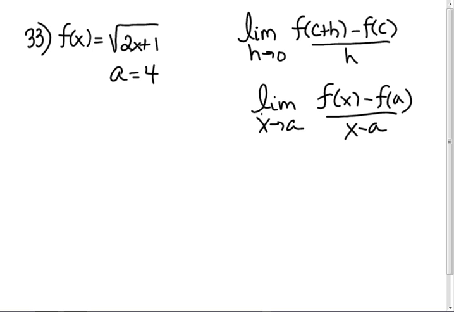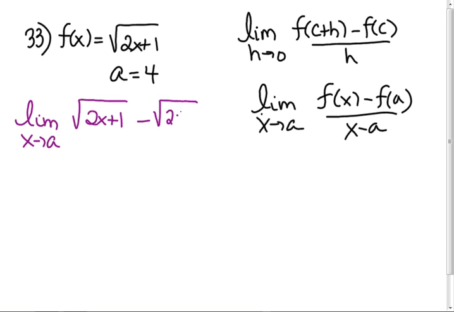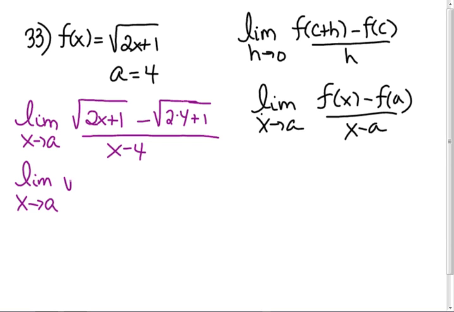Okay, so it's the limit as x approaches a, and so I'm going to put in f of x, so it's the square root of 2x plus 1, minus f of a, which is the square root of 2 times 4 plus 1, all over x minus 4. When I clean this up, should look familiar. It's the square root of 2x plus 1. What's that going to give me? Minus what? 3 over x minus 4.